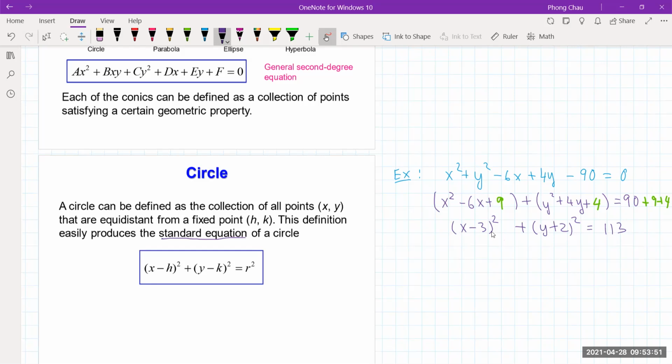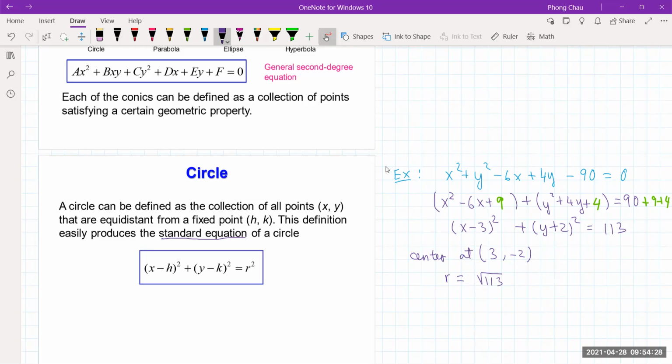Now, okay, from here I can see where the center is. The center of the circle is at h is 3, so it'll be x minus 3, and here y minus negative 2, so the k is negative 2. So that's the center, and the radius: r squared is 113, so r is root 113. All right, so that's how we determine the center and radius from the equations here.